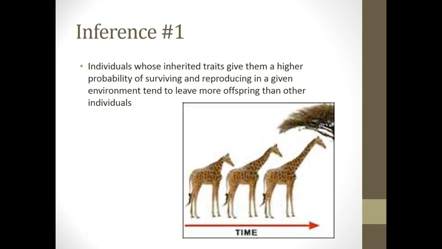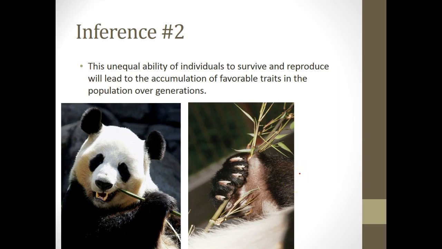So when you put those observations together, you make a couple inferences. Inference one is individuals who inherited traits that give them a higher probability of surviving and reproducing in a given environment tend to leave more offspring than other individuals. And so if the tallest giraffes, who can reach the most food, produce the most offspring because they're the most successful, then over time, your giraffes will get taller and taller and taller. Inference number two, this unequal ability of individuals to survive and reproduce will lead to the accumulation of favorable traits in the population over generations.